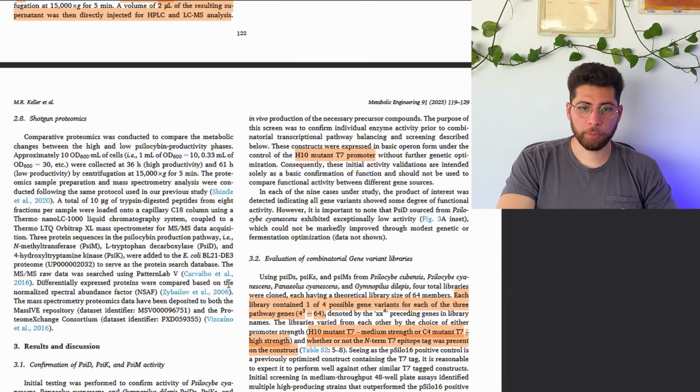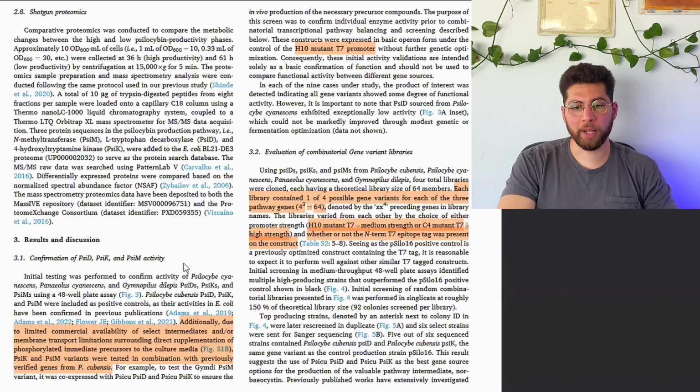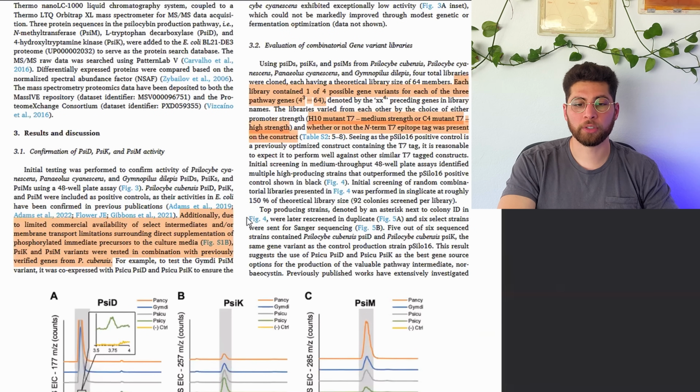Okay, confirmation of Psi-D, Psi-K, and Psi-M activity. Additionally, due to limited commercial availability of select intermediates and or membrane transport limitations surrounding direct supplementation of phosphorylated precursors to the culture media, Psi-K and Psi-M variants were tested in combination with previously verified genes from Psilocybe cubensis.